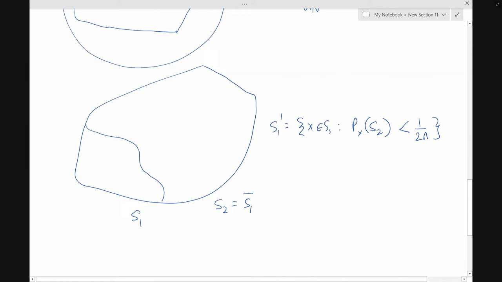So these points might be somewhere, you would expect them to be deeper inside. And similarly over here, maybe they're somewhere there. So this is S1 prime, and this is S2 prime. So S2 prime similarly is probability of stepping away. Now here is a simple lemma, or observation, that S1 prime and S2 prime are axis disjoint.